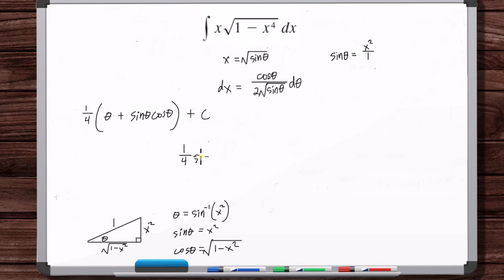Okay, so 1/4 inverse sine x squared plus 1/4 plus c.